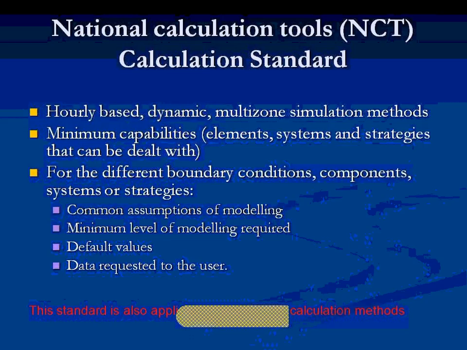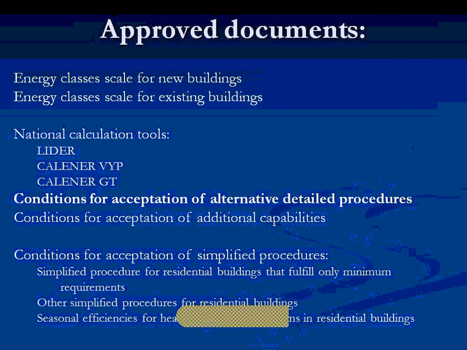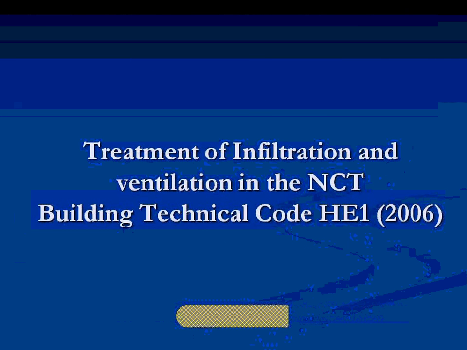And, well, this is some of the requirements. We need to have an hourly-based dynamic multi-zone simulation method, which is quite complicated, but that's the way we have decided to go. And there are minimum capabilities that have to be implemented in the software: boundary conditions, components, assumptions of modeling, default values, and data requested to the user, which are defined in this document I have previously told you about.